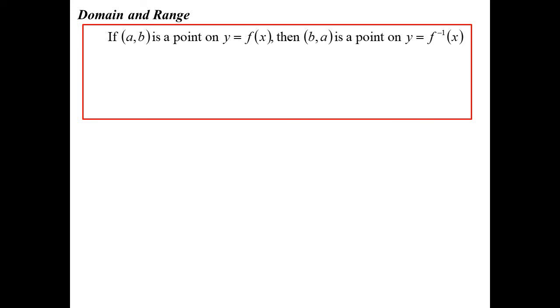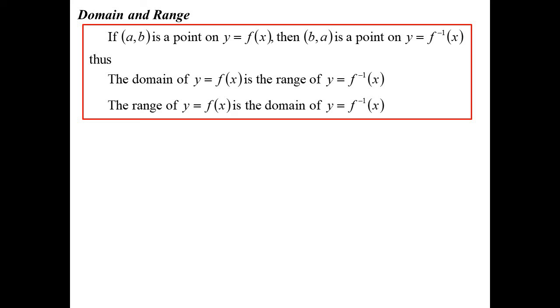Okay, domain and range then. As we mentioned the other day with inverse relations, the x and the y values are basically swapping around. So if the point (a, b) is on the original function, then the point (b, a) should end up on the inverse function. So the domain of the original curve will become the range of the inverse, and the other way around is true too. The range of the original function becomes the domain of the inverse. So that's still all the same. So let's have a look at this one.